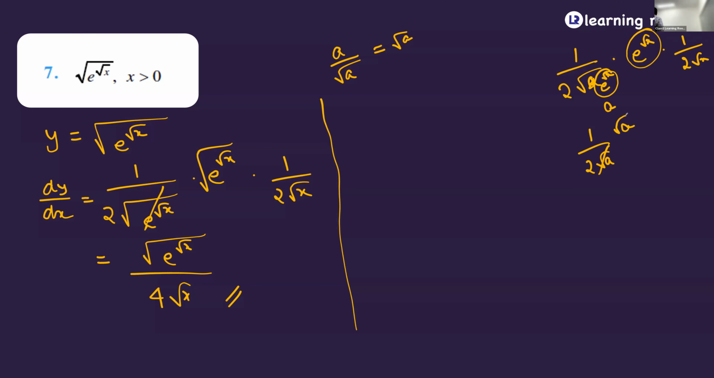Okay, numerator is? Both are the same. So they gave this thing, no. They gave e power root x divided by 4 into root of x into e power root x. Everything is the same. This is what they gave, no. See, this is a. This is also a. So a divided by square root of a is root a. I hope that point is clear.